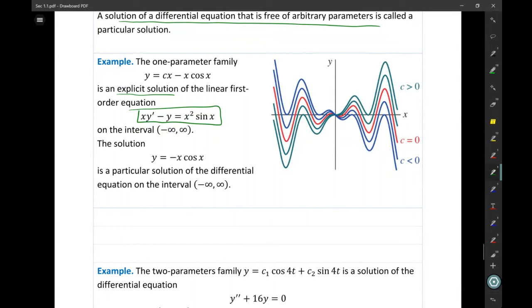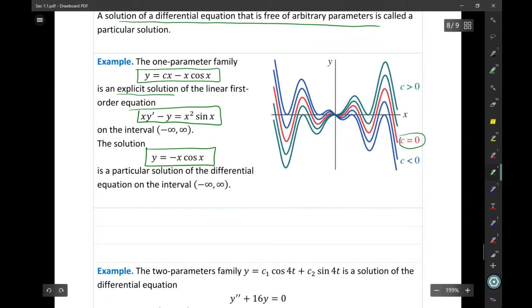This is the explicit solution. It has a constant C. But if I take C equal to zero, I will get y equals minus x cosine x, which is a one-parameter solution.